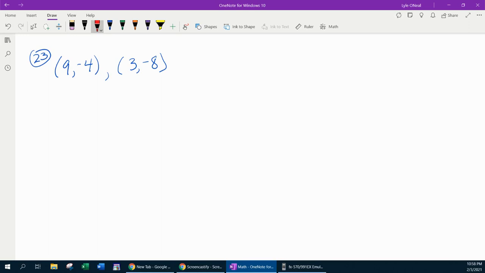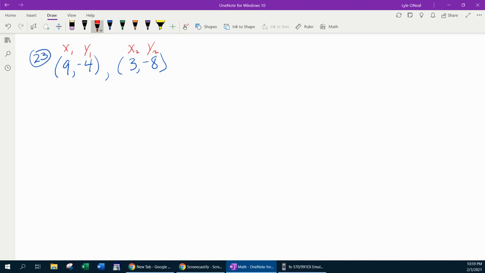All right, for problem number 23, our next example, here they have given me 2 points on a line. The instructions say find the slope of the line containing the given pair of points. So what I'm going to do here, since I'm going to need to find the slope, is I'm going to need to label these coordinates. So the 9 and negative 4, I'm going to go ahead and label that as x1, y1, because that's my first x and my first y. 3, negative 8, that's going to be x2, y2. That's my second x and my second y.